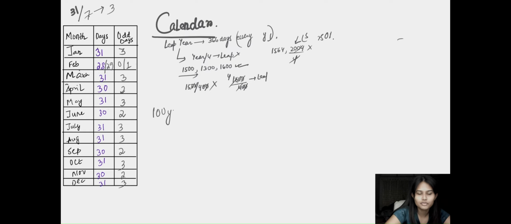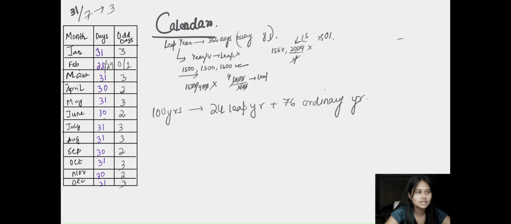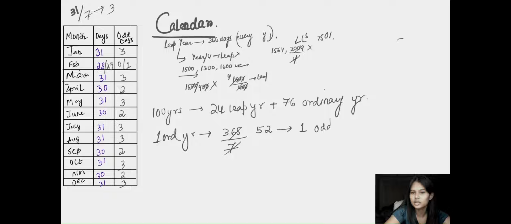Some facts. Every 100 years has 24 leap years and 76 ordinary years. Okay, so this is a fact. Now for one ordinary year, how many odd days are there? We see 365 days. If we divide by 7, we get remainder 1. Therefore, an ordinary year has 1 odd day.